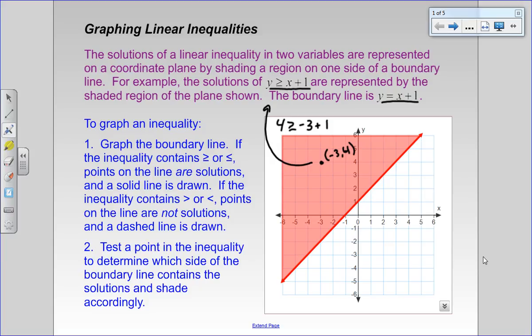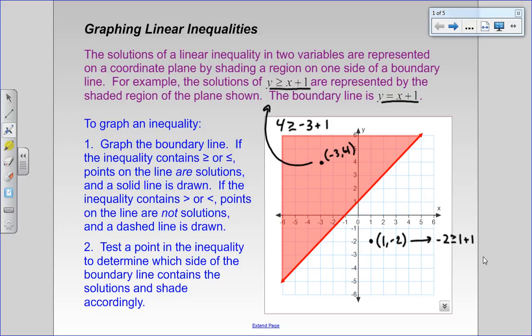And if we were to select any other point from this red region and substitute its coordinates into the inequality, we would see the same thing happens: that point makes the inequality true and therefore it's a solution. On the other hand, if we select a point from the unshaded region of the coordinate plane, such as 1, -2, and substitute its coordinates into the inequality, we would obtain -2 is greater than or equal to 1 plus 1, which is false because -2 is not greater than or equal to 2. Since these coordinates did not make the inequality true, this point is not a solution of the inequality, and all the other points in this unshaded region would have the same effect.